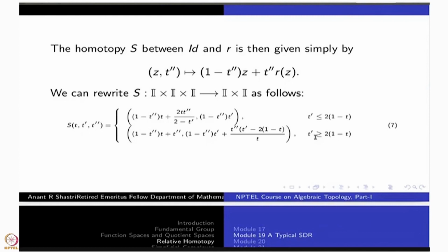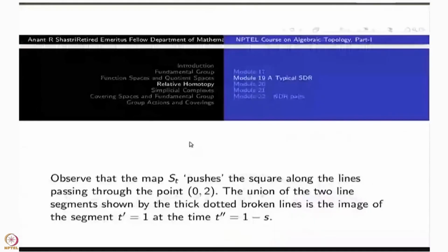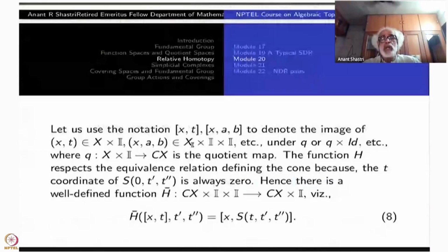t prime is never bigger than or equal to 2t when t is 0, so it is this one: t prime less than 2t is always possible. So look at this formula. When t is 0, this part is 0. There is a t here, so this part is also 0. The first coordinate here is 0. The 1 minus t double prime, t prime part is independent of t anyway, it doesn't matter. This part being 0 is all that I need. Okay, so we have a map like this.